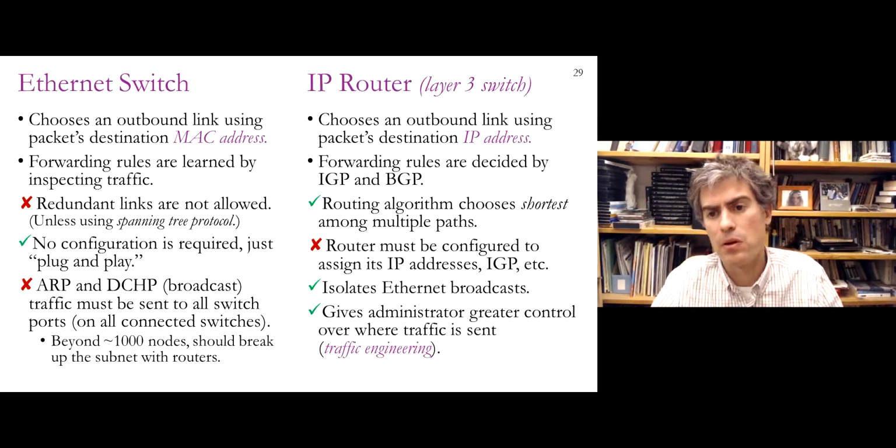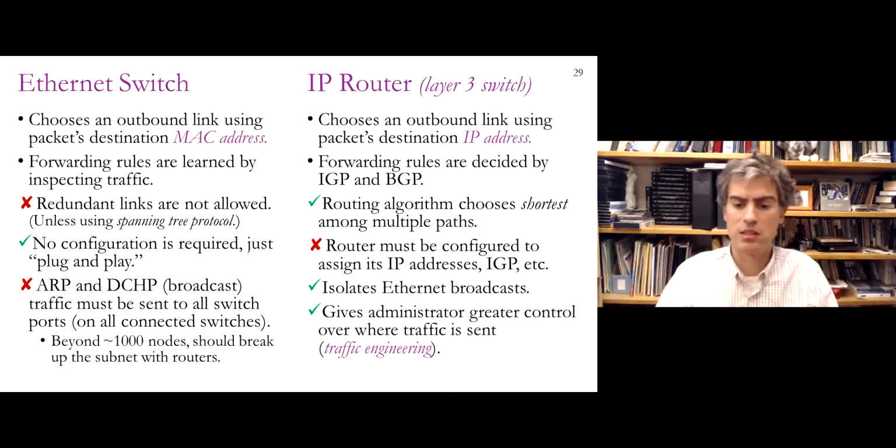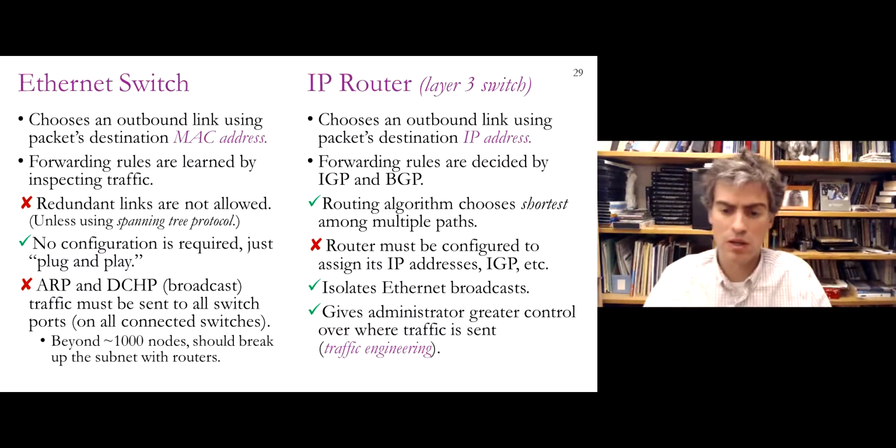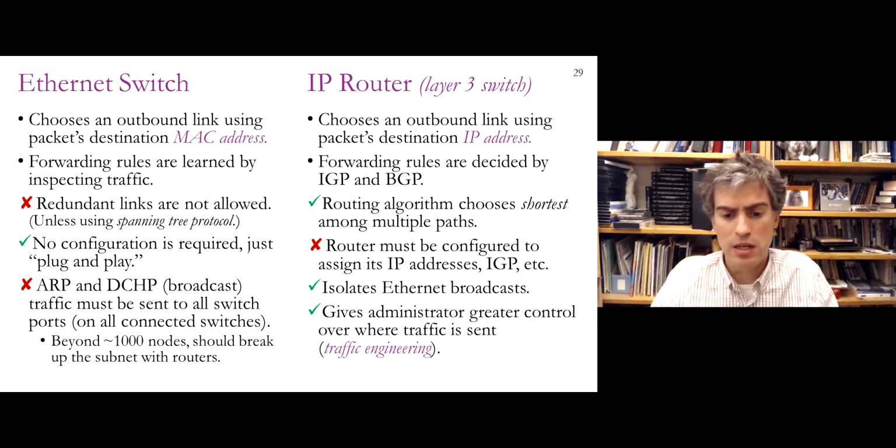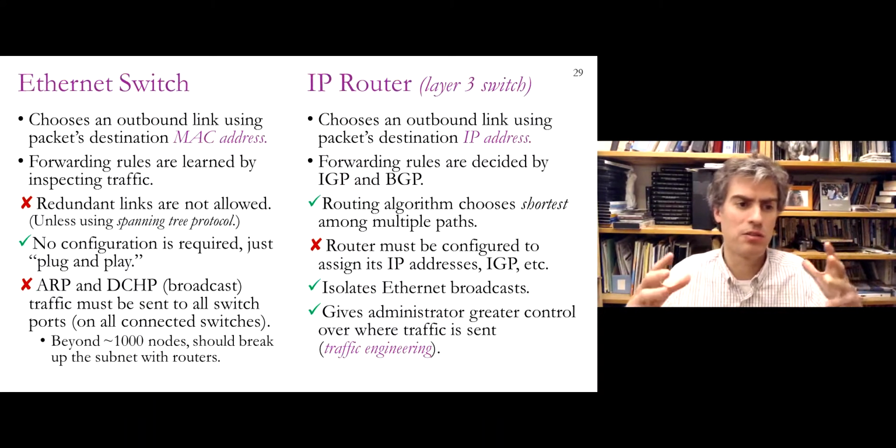With routers, you're isolating Ethernet broadcasts to different subnets, so IP routers themselves don't transmit broadcasts. And another benefit of routers is that they give administrators greater control over where traffic is sent, so you can implement those local preference rules in BGP to do what's called traffic engineering. Whereas with Ethernet switches, you don't have redundant links, and so there's not that level of control.